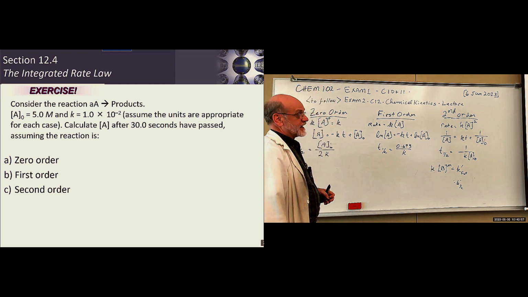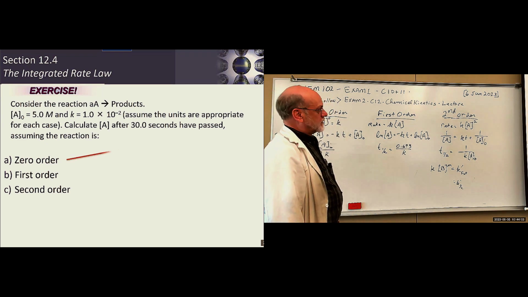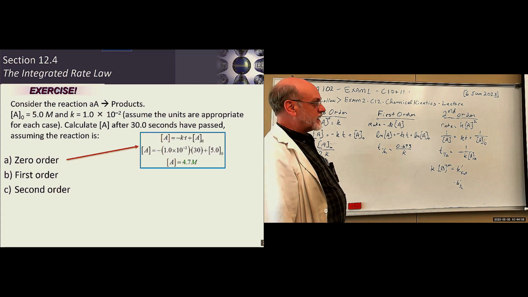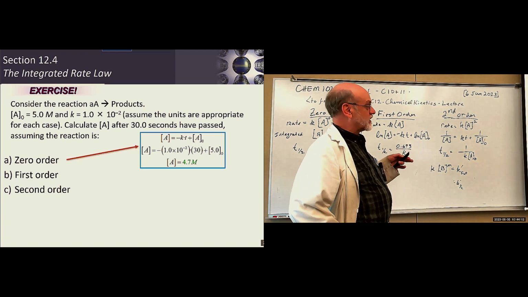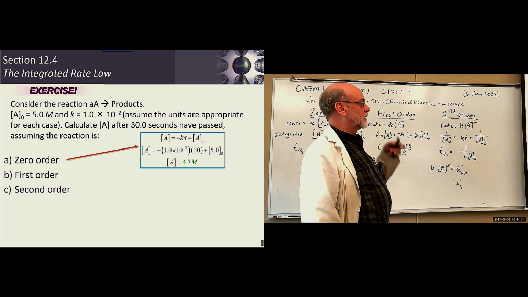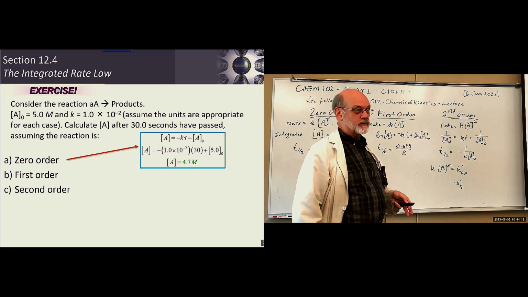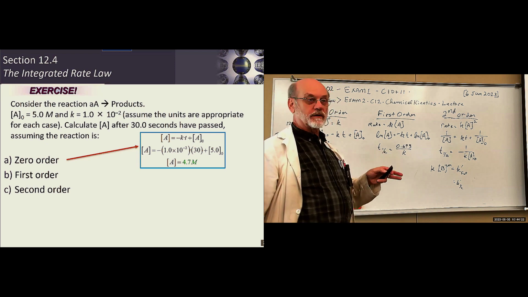Calculate A after 30 seconds have passed. Assume the reaction is 0, first or second order, right? So if it were 0 order, that would be our integrated rate law. And we're given values, we're given time, we're given K, we're given initial rate. We calculate A equals 4.7 molar after 30 seconds, if it were 0 order.